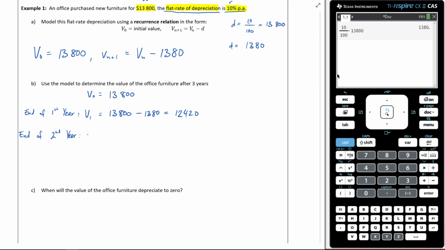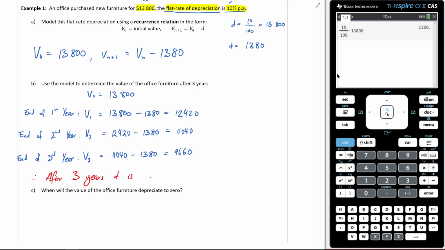At the end of the second year, we have V2. I take this value right here, 12,420, and I again subtract 10% of the original. That does not change. That gives 11,040. Then I want to figure out the end of the third year. That's going to be V of 3. That's 11,040 minus 1380, which is going to end up being 9,660. Therefore, after 3 years, it is worth $9,660.00. That is what's happening there.